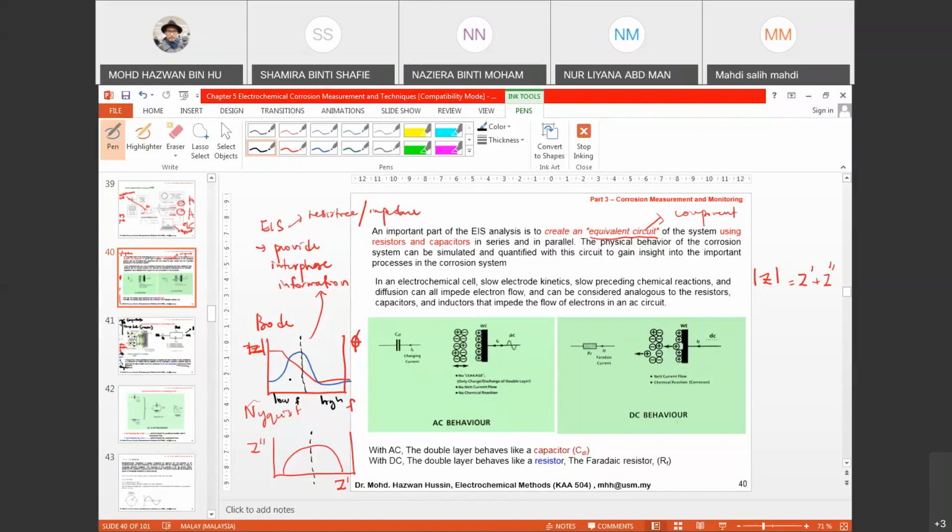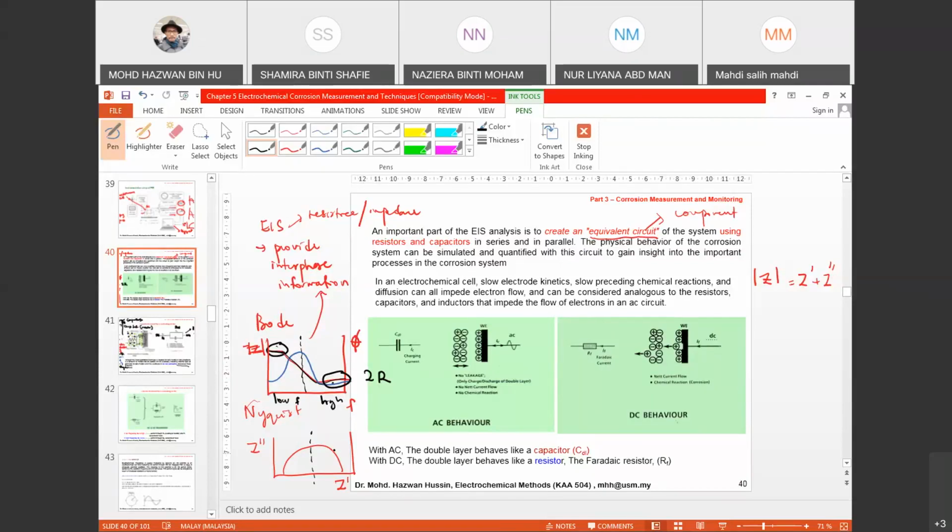If you notice at the lower frequency, you have one resistor. So how do you indicate from the Bode plot? If you have a flat line like this, it means that you have a resistor. Over here, I have two flat lines, which means that I have two resistors.